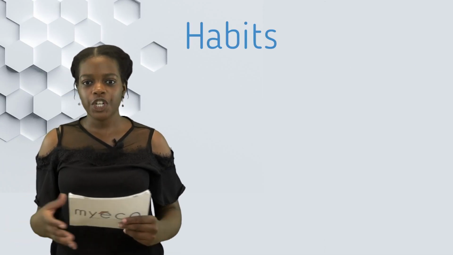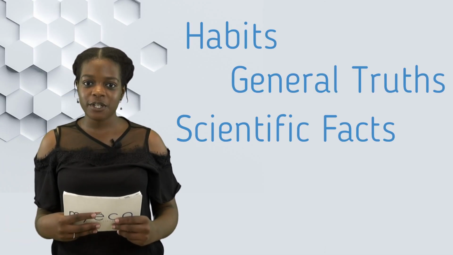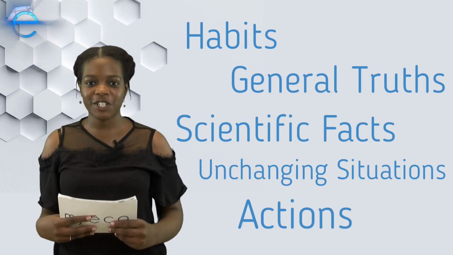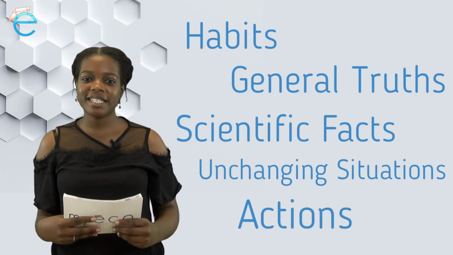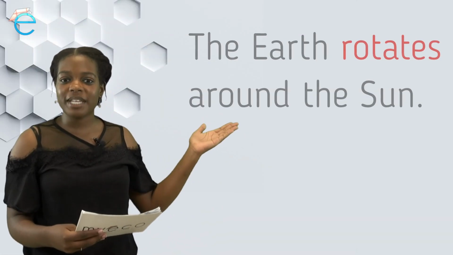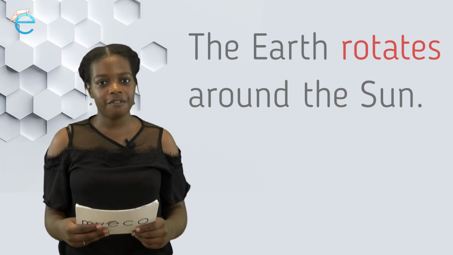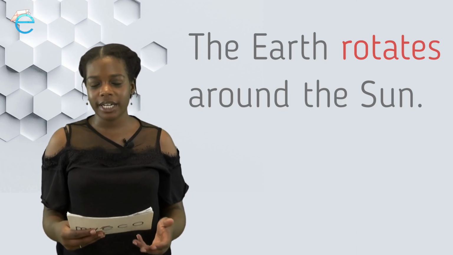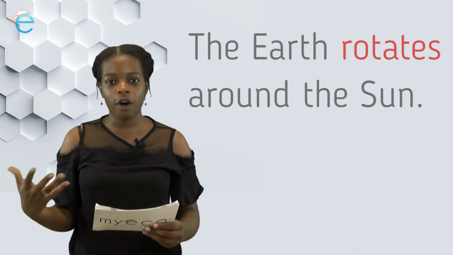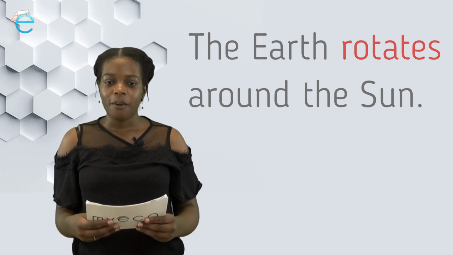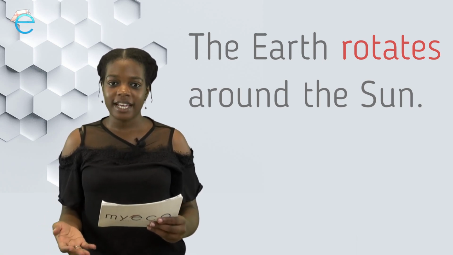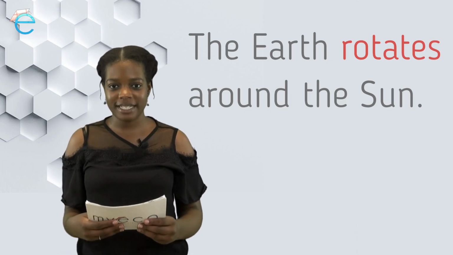Now, the first thing we need to understand is that we use simple present tense for habits, general truths, scientific facts, unchanging situations or actions. So with that in mind, let's look at some positive sentence examples. Example number 1. The earth rotates around the sun. The earth is our subject, rotates is our verb, and the sun is our object. Rotate means to revolve or to turn around. We know that this is a scientific fact, and that's why we use simple present tense.